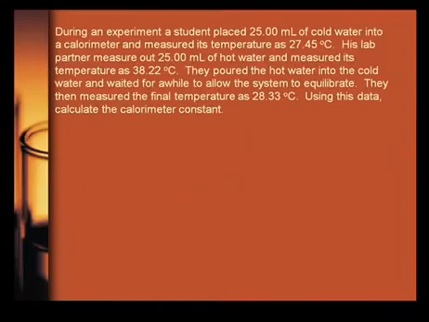So let's do an example. During an experiment, a student placed 25.00 milliliters of cold water into a calorimeter and measured its temperature as 27.45 degrees C. His lab partner measured out 25.00 milliliters of hot water and measured its temperature as 38.22 degrees C. They poured the hot water into the cold water and waited for a while to allow the system to equilibrate. They then measured the final temperature as 28.33 degrees C. Using this data, calculate the calorimeter constant.